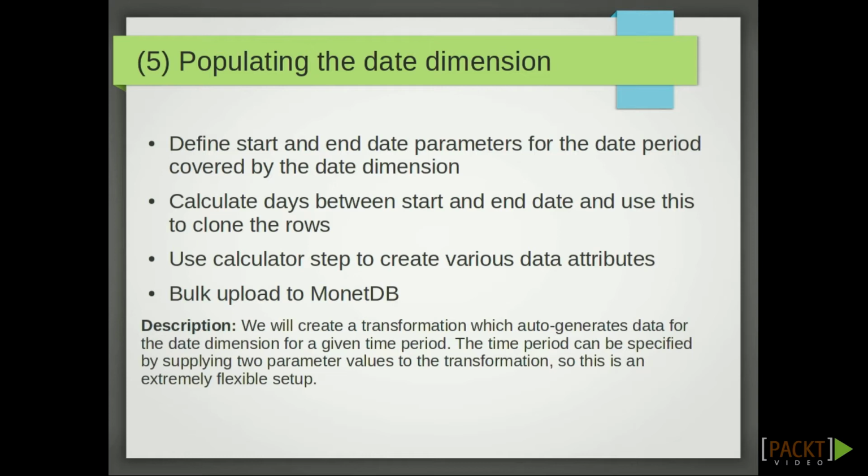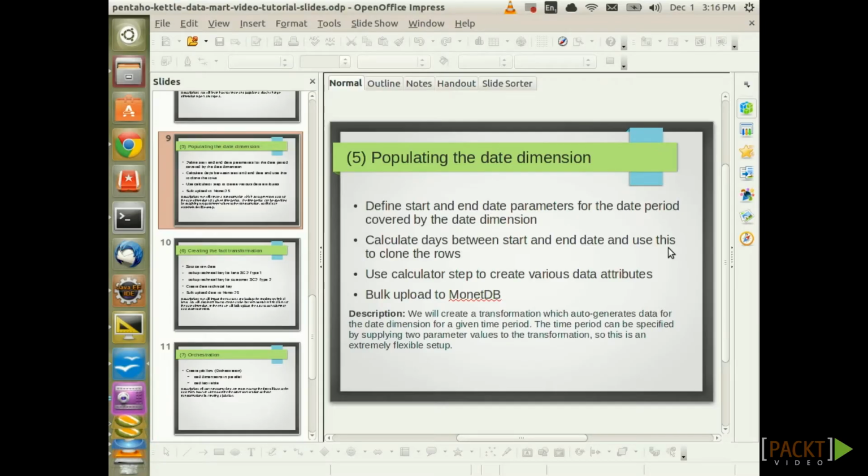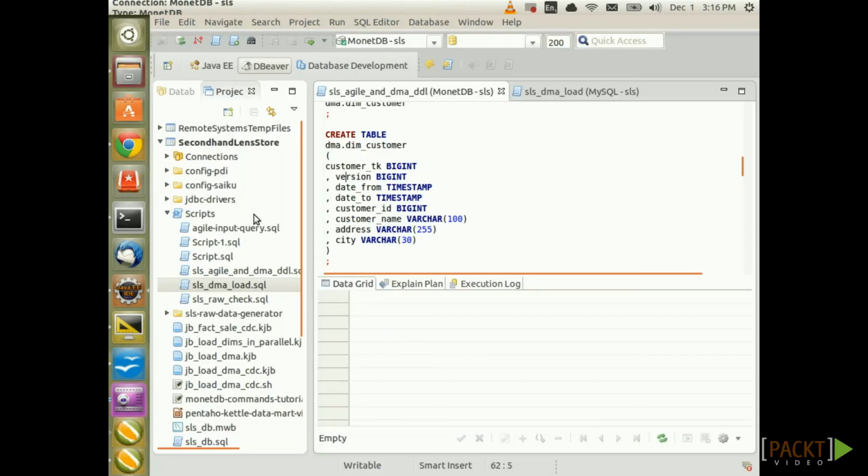We want to be able to supply a start and end date to our transformation. The transformation figures out how many days there are between the start and end date and then creates for all these days the required date attributes and outputs the record to our dedicated MoneyDB table. Let's have a look at the create table statement in our favorite query client.